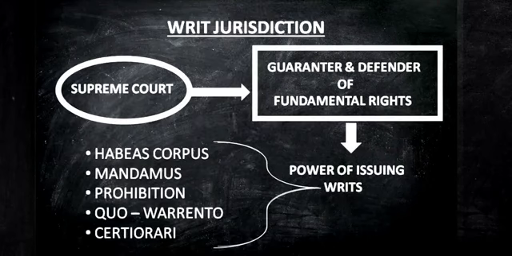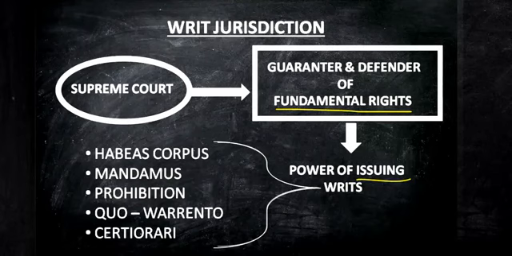Now the next power of the Supreme Court is writ jurisdiction. Now what do you mean by writ jurisdiction? See, as I have earlier mentioned in the functions of the Supreme Court, the Supreme Court is the guarantor or defender of fundamental rights. And I have also explained how the Supreme Court protects, defends or guarantees the fundamental rights to the citizens by issuing writs. Is it clear? By issuing writs.